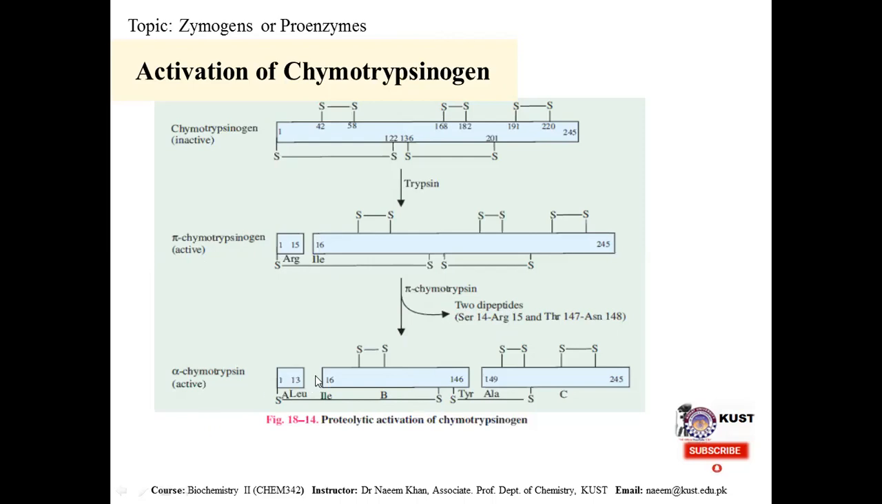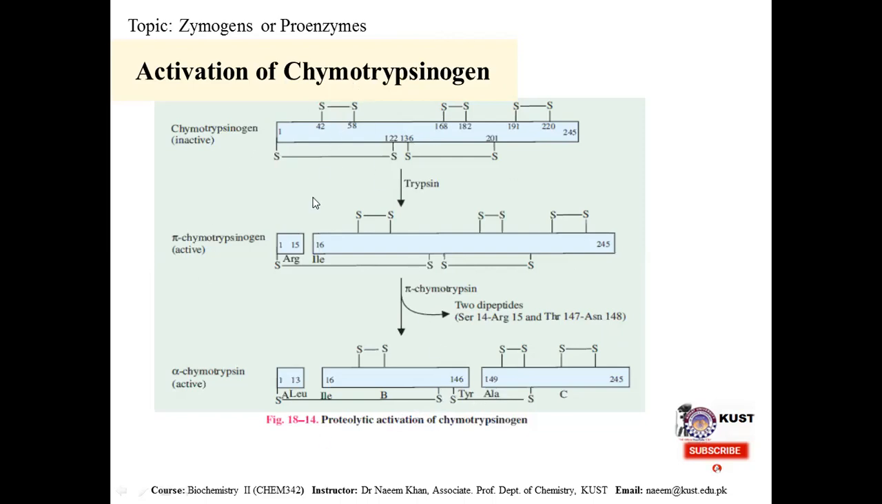Look here, two amino acids are removed. 14 and 15 are not here because it is 13 and 16. So one dipeptide is removed, that is serine at position 14 and arginine at position 15. Another dipeptide is threonine at 147 and asparagine at 148. Look here, 147 and 148 are not here because it is 146, 149. And now this is a fully active enzyme.